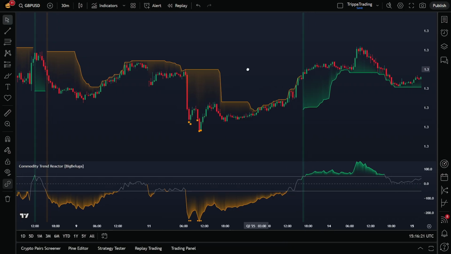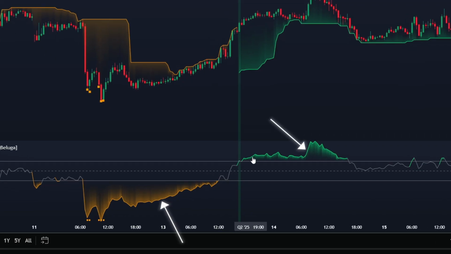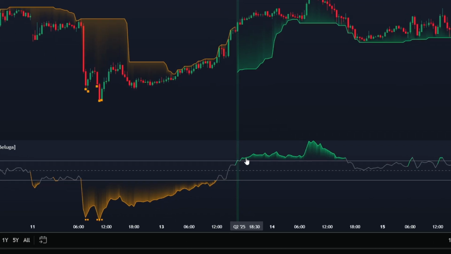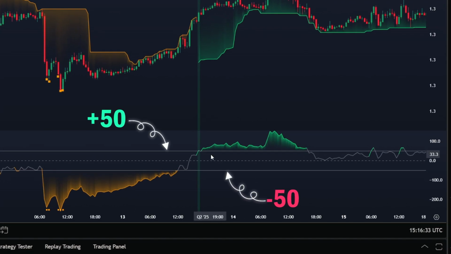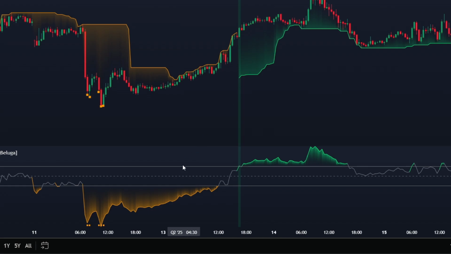So here's how it works. The core of this indicator is built on the classic CCI, Commodity Channel Index. There's a main line that fluctuates above and below two levels, 50 and -50. When the line is above 50, it means we're in a bullish environment. Momentum is on the upside, and if it drops below -50, we're looking at bearish pressure and downside momentum.